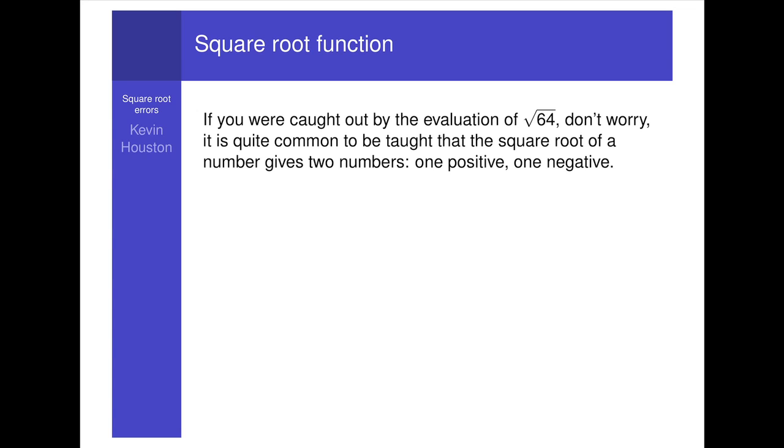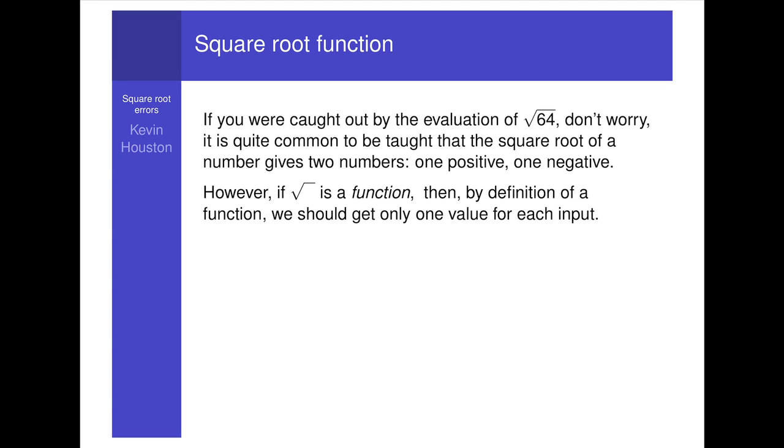It is quite common to be taught that the square root of a number gives two numbers, a positive and a negative one. However, if square root is a function, so we can differentiate, integrate, etc., then by definition of a function, we should only get one value for each input.